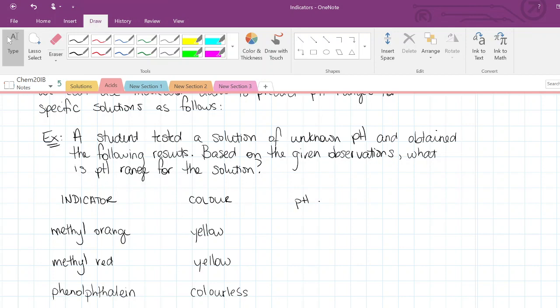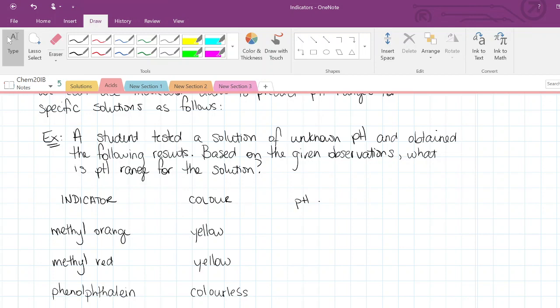They put a couple of drops into the solution. So they have three little spot plates maybe, and they put a few drops of each of the indicators into each of the spot plates. The first spot plate showed the color of the solution was yellow. The second spot plate showed the color of the solution was yellow. And the third spot plate showed that the color of the solution was colorless.